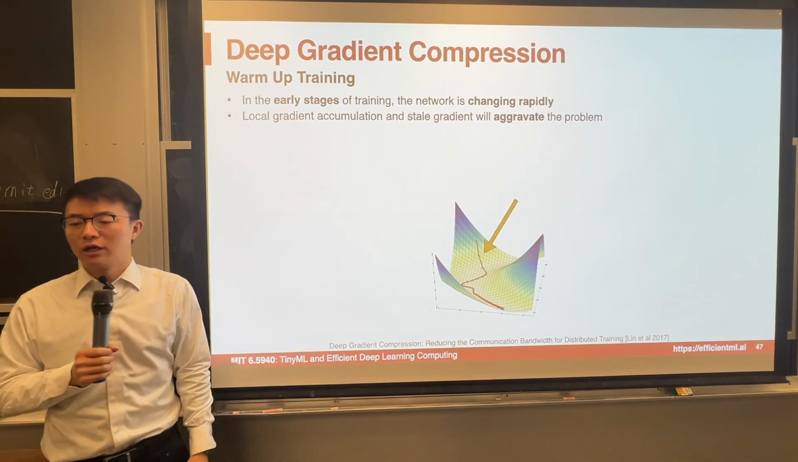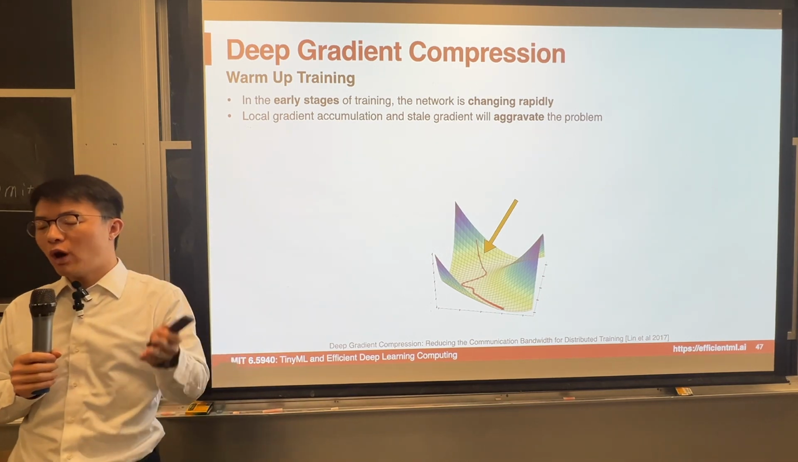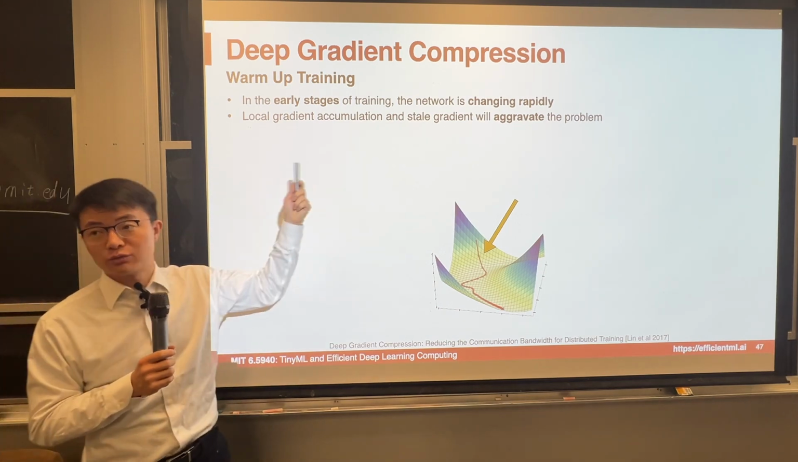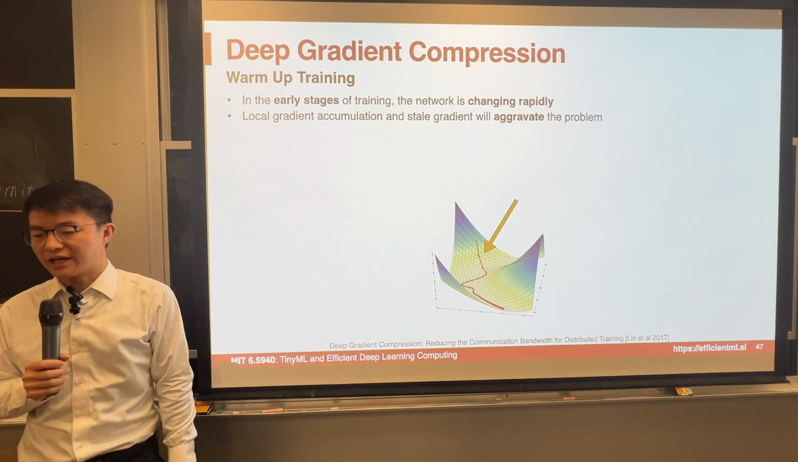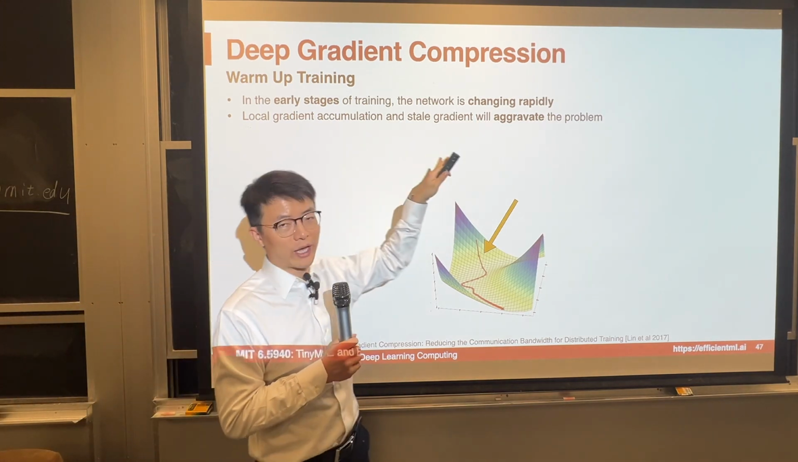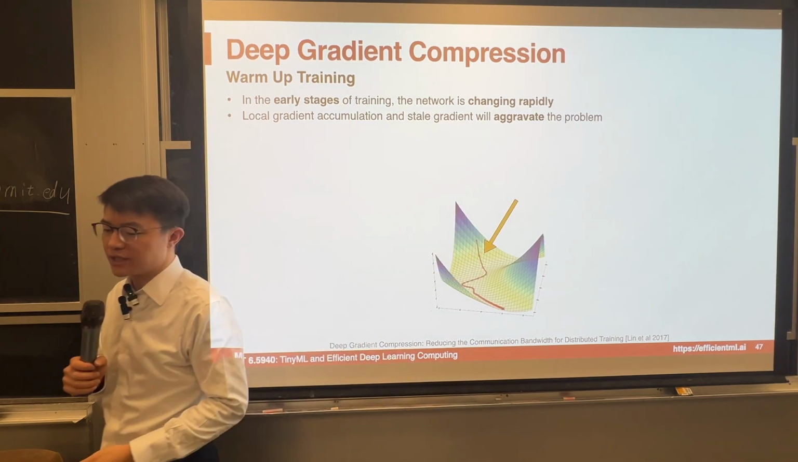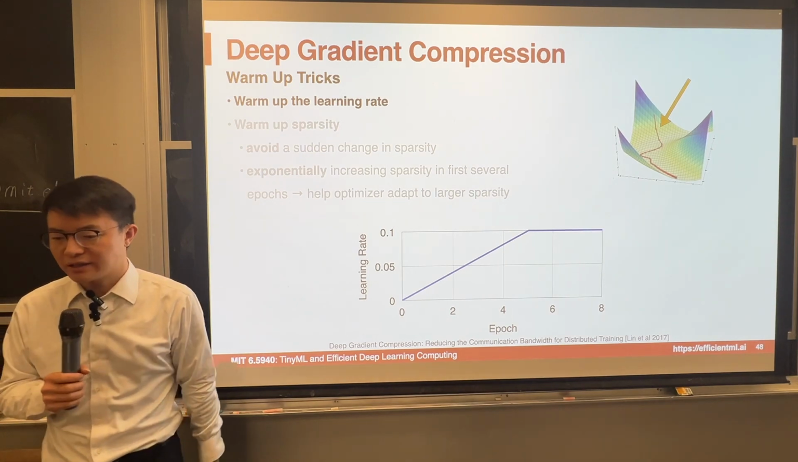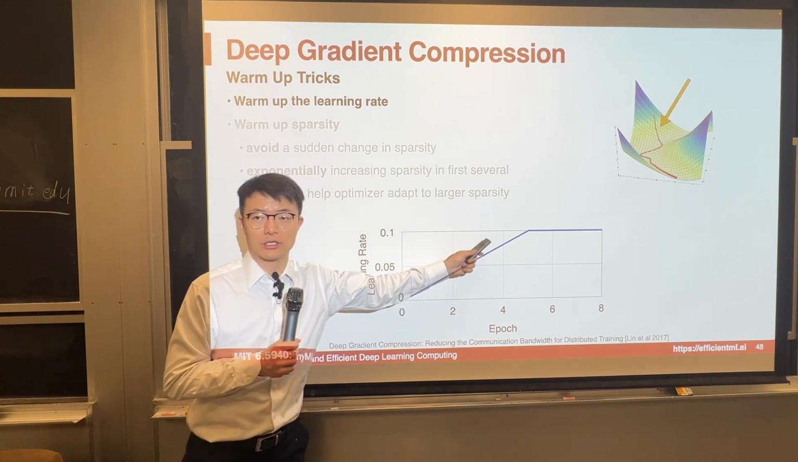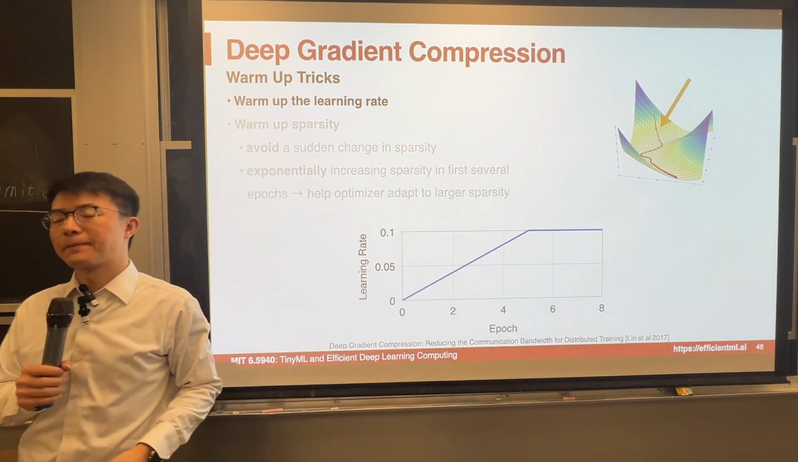Another important technique in deep gradient compression is using warm-up training. In the early stages of training, the network is changing pretty fast, so the local gradient accumulation and stale gradient will aggravate the problem. During initial training, it can be very steep. To alleviate that, we want to warm up the learning rate gradually rather than directly have a pretty big learning rate.